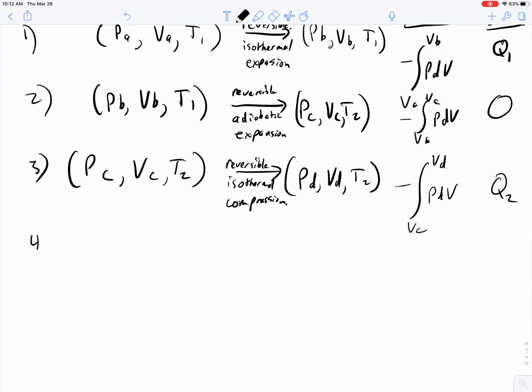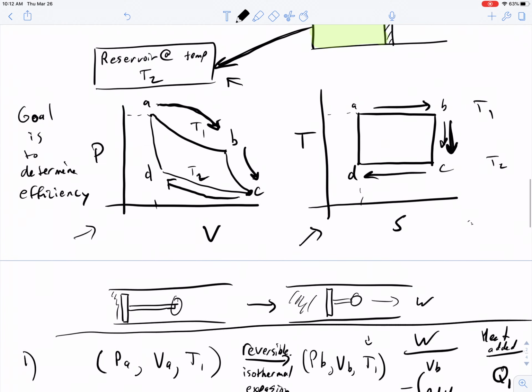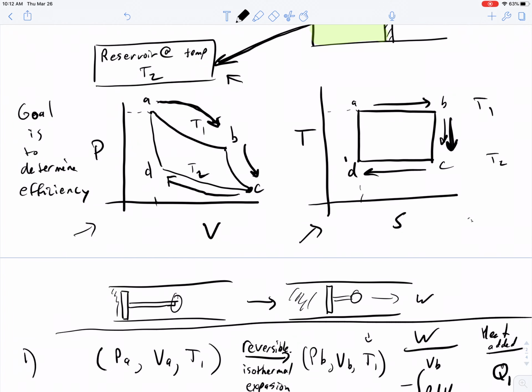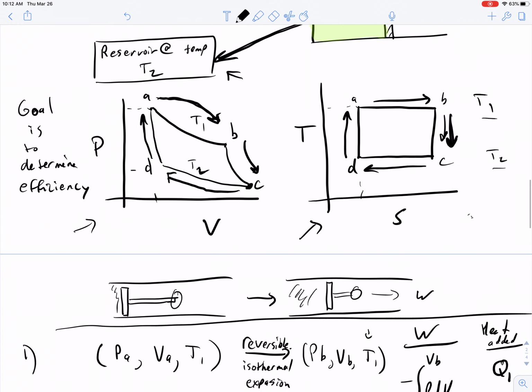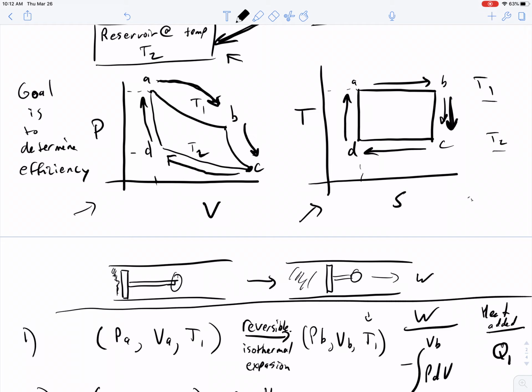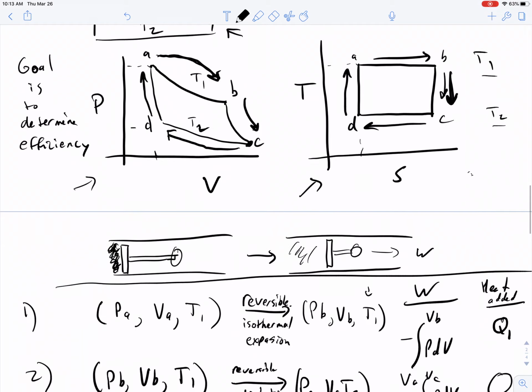We have one last step to complete our cycle. So to complete our cycle, we have to go from point D to point A on both pressure volume and temperature entropy diagrams. So we're going from this low temperature back up to the high temperature. We're going from the low pressure point D up to the high pressure point A to go back to the very beginning when we have our material in a very small volume that's highly compressed.